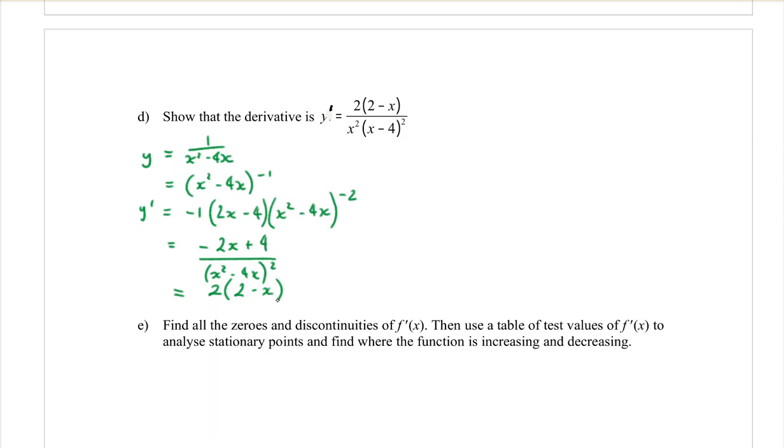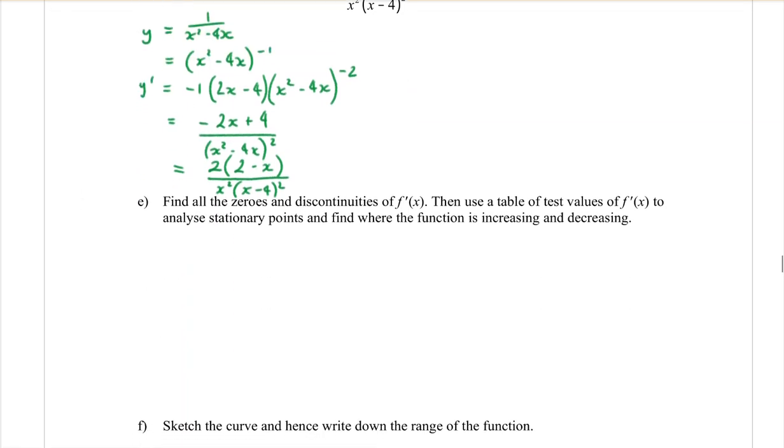Then on the bottom, even though that's in brackets, that is not completely factorized. Remember that we had an x in both of those terms there. If I want to factorize an x out of there, I will have to square it. So it will become an x squared bracket, x take away 4 in brackets squared. Okay, so now that's in a much better form to help me with part E.